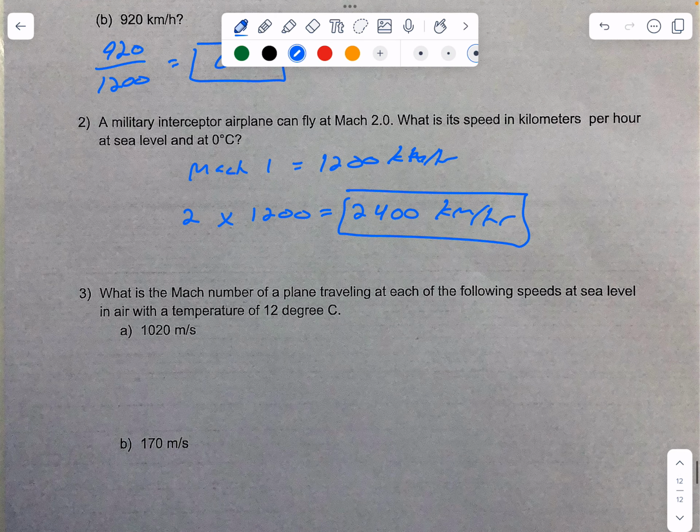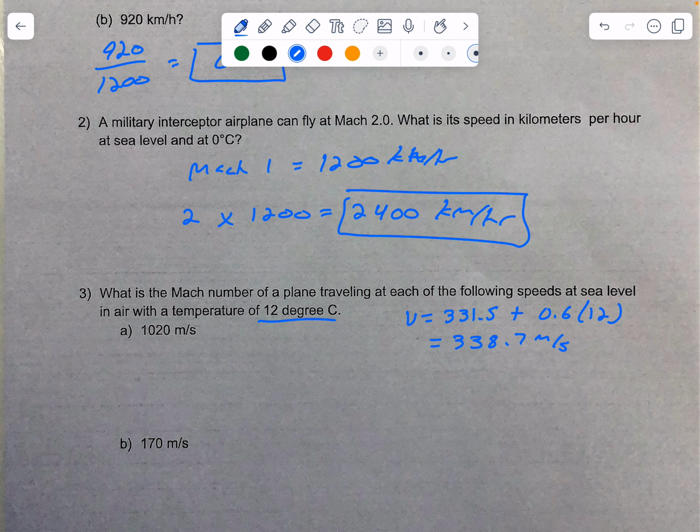Number 3, what is the Mach number of a plane traveling at each of the following speeds at sea level? We're not going to change sea level. We're not going to change height on you at all, so it's all going to be sea level. But if you notice, I have a temperature here, so you can no longer go back to that whole 332 thing. My velocity is going to be 331.5 plus 0.6 times 12. That gives us a velocity of 338.7 meters per second. So that is our speed of sound at that temperature. So that is Mach 1.